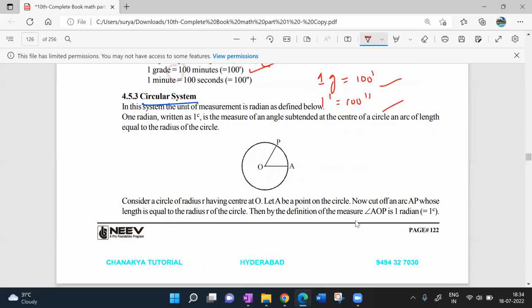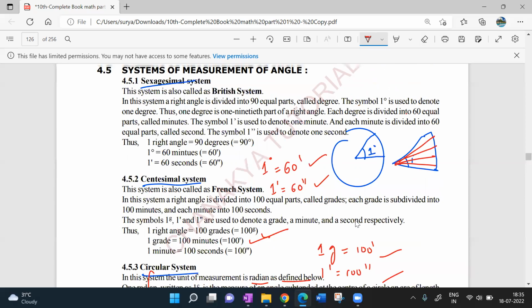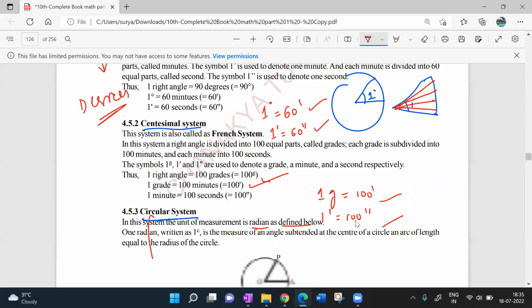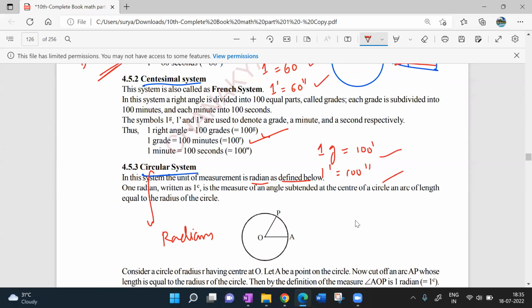Next, the circular system. In this system, the unit of measurement is the radian. In the circular system, we'll be talking about radians. In the sexagesimal system, I talk about degrees. In the centesimal system, I talk about grades. And in the circular system, I talk about radians. These are all different forms of measuring an angle. In 3 ways: radian, degree, and grade.